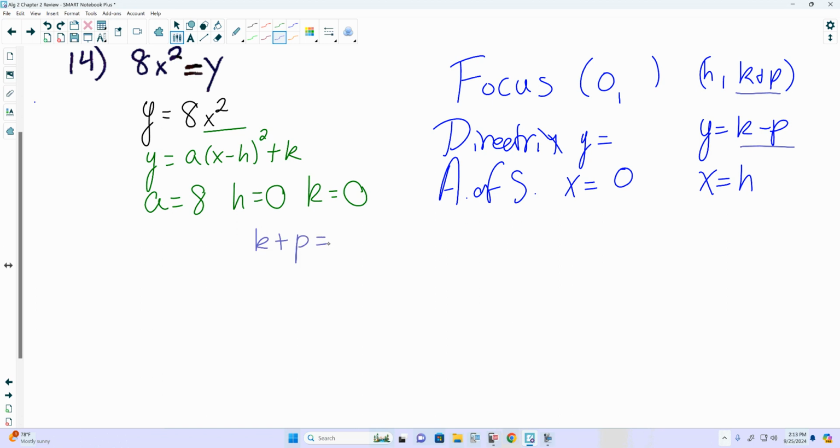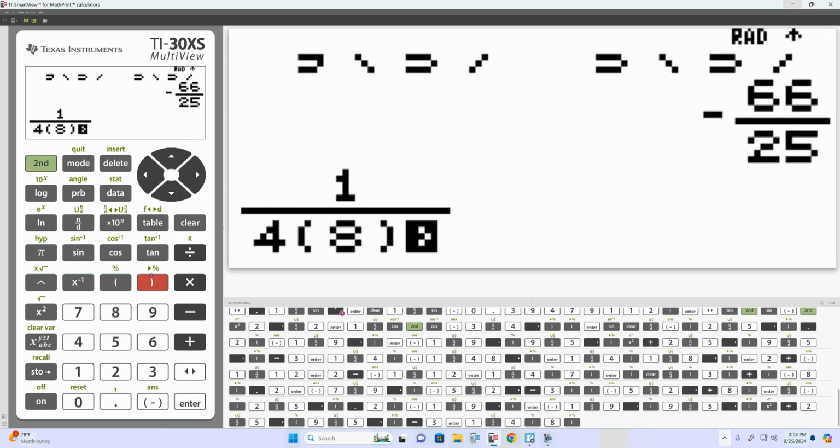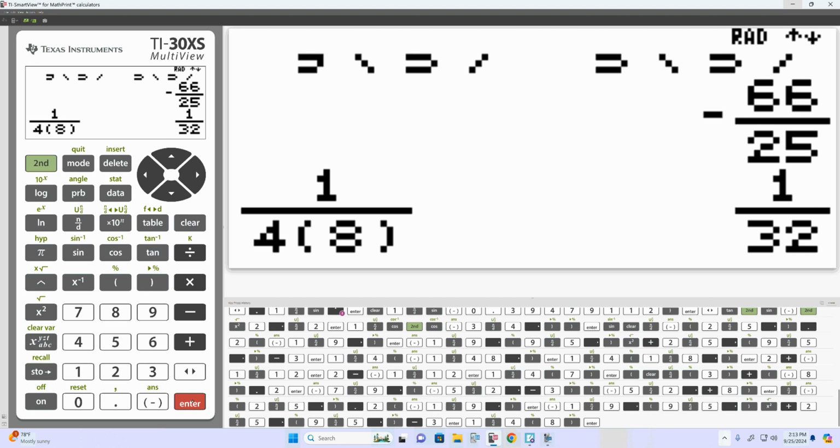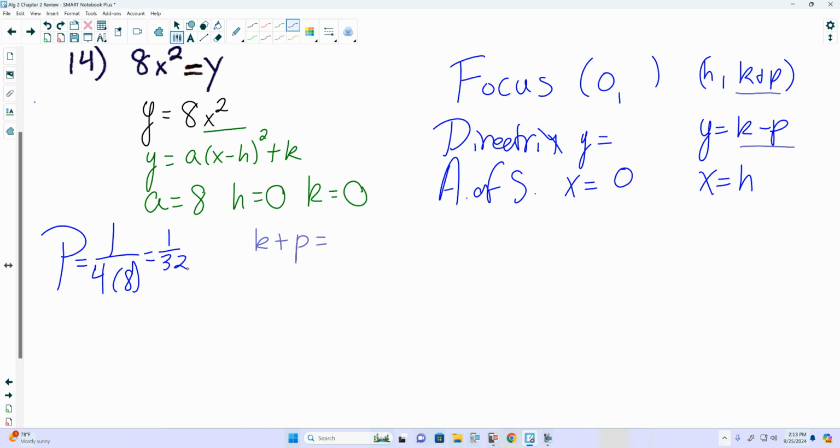Let's calculate k plus p. Well, we can't really do that yet. Do we have p? P is equal to what? 1 over 4 A. What's A? Calculator. 1 over 32. So k plus p, k is 0 plus 1 over 32, so the focus is 0 comma 1 over 32.